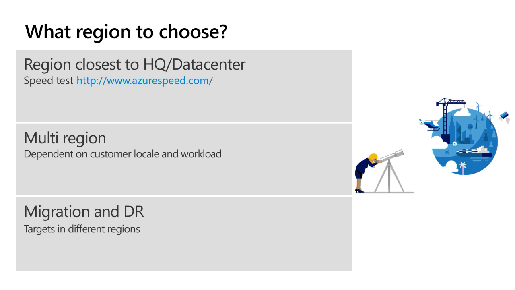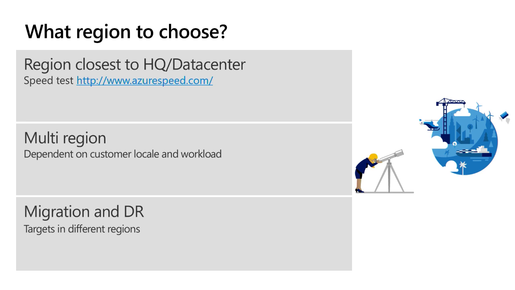Another thing is regions. What is my closest region? Why should I choose, for example, East US 2? Probably it's the workloads that we are running, the VMs. But if you use Azure Speed, for some of the applications, it's good to know the latency between your data center or head office and Azure. That could be a huge difference. So choose your region wisely.